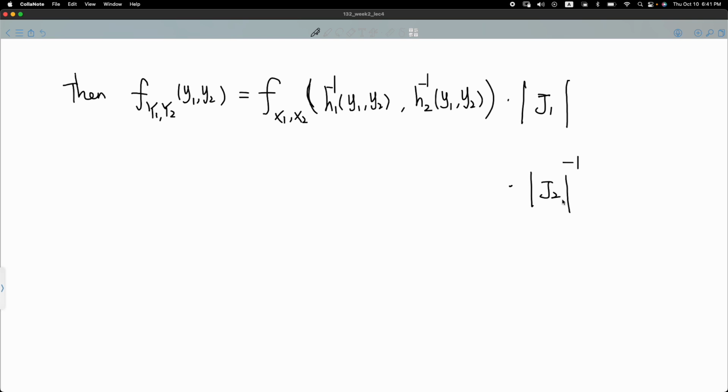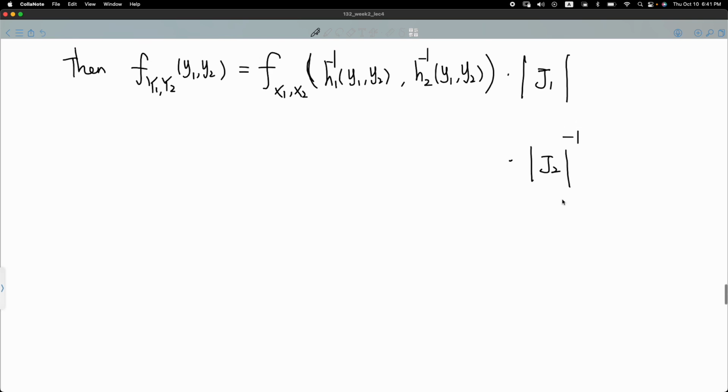Okay, in 9 minutes, let me give a simple example to demonstrate the case. Let's say x1 follows an exponential distribution with lambda 1, and x2 follows an exponential distribution with lambda 2.